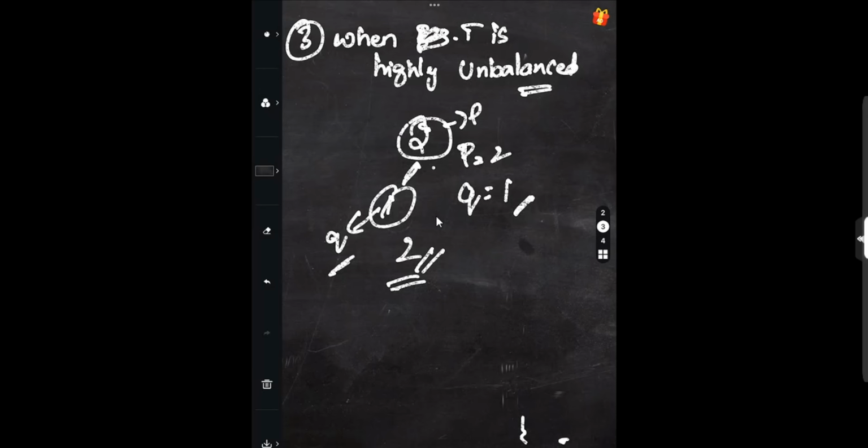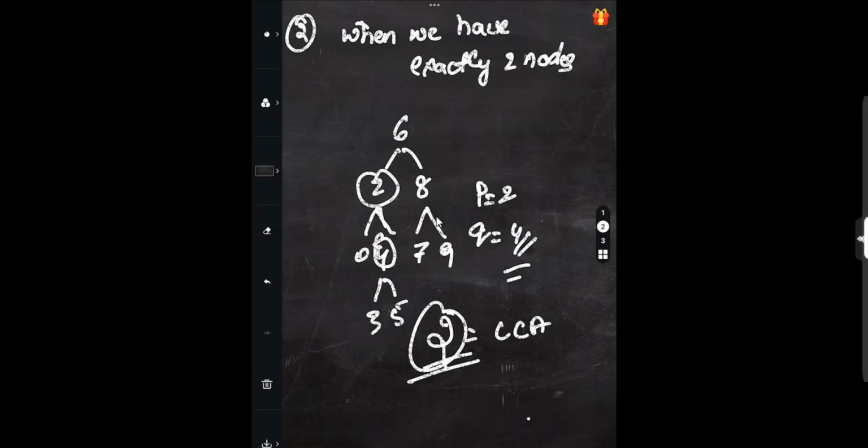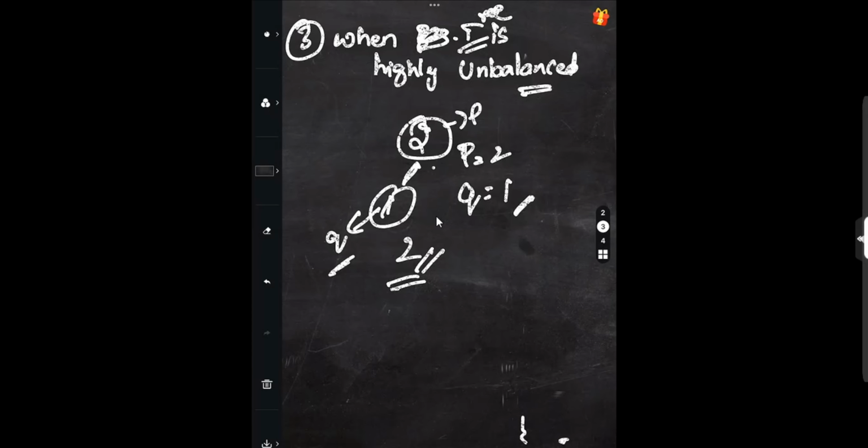Or we can consider, instead of a BST, a tree that is not a BST, where the value of the right node is not greater than the left. So when the tree is highly unbalanced, these are the three edge cases that we need to consider. The first one was where one node is an ancestor of another, the second one was where we have exactly two nodes, and the third one was where the tree is highly unbalanced. So these are the three edge cases that we need to consider.